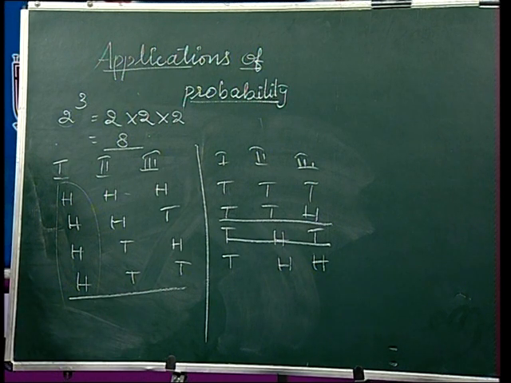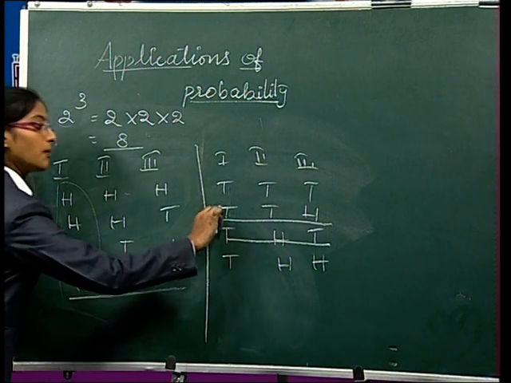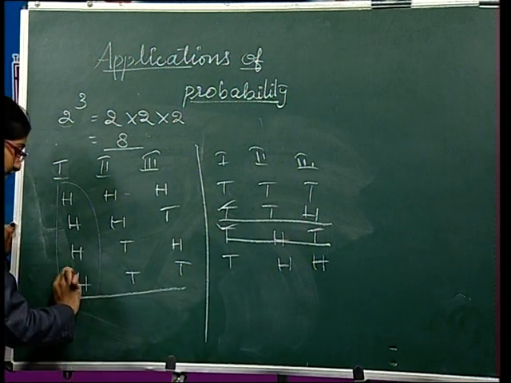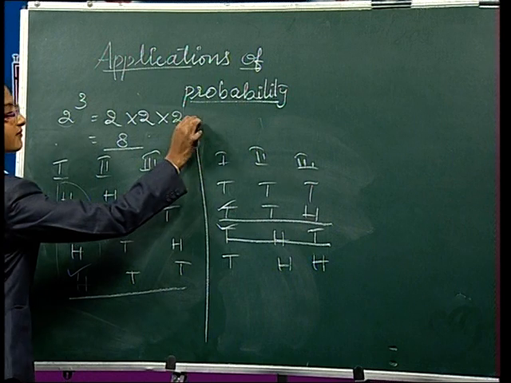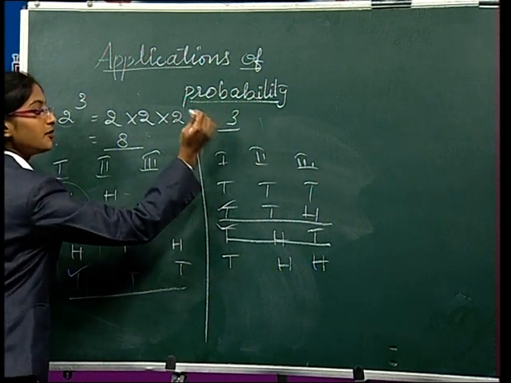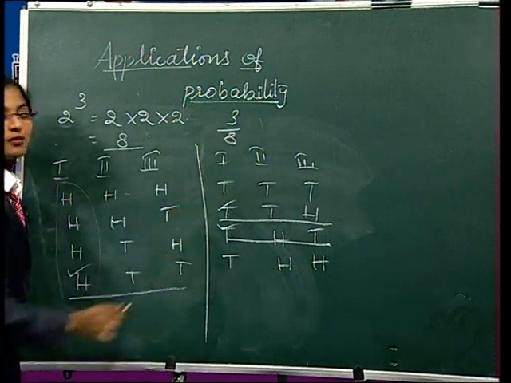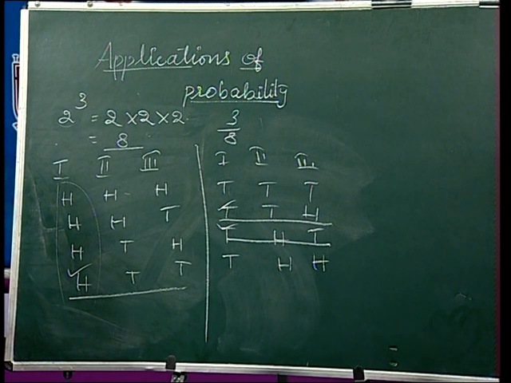How many are there? For getting 2 heads and 1 tail, 1, 2 and here is a 3. So, out of 8, 3 chances are there. Probability is 3 by 8 is the probability for getting 2 heads and a tail.